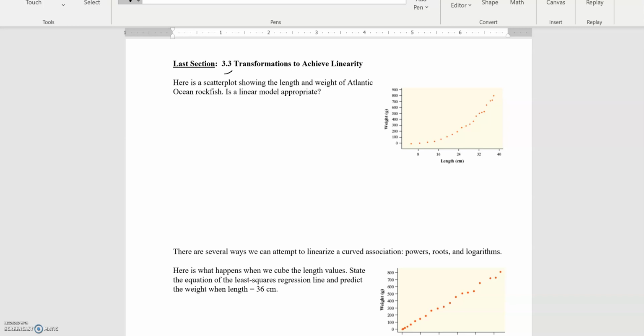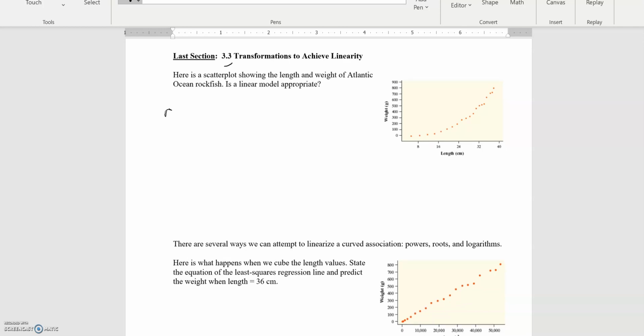So here's a graph showing the length and weight of Atlantic Ocean rockfish. And the first question is, is a linear model appropriate? Answer, of course, is no. No, because the pattern appears curved.